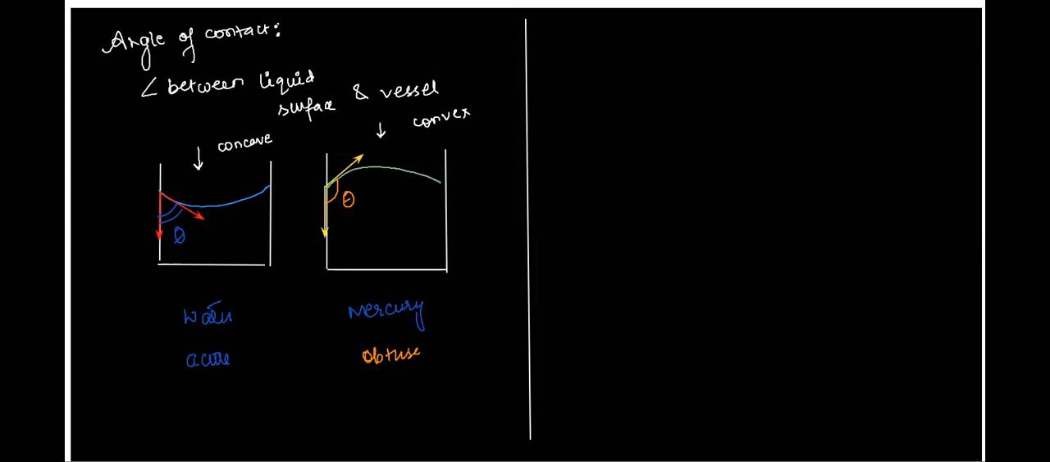So we have two types of angles, acute and obtuse. And we have also understood the shapes of the surfaces. These surfaces are sometimes also called meniscus. Each surface is called a meniscus. So this is called a convex meniscus, whereas this one is called a concave meniscus. So this is what the term is about. If the concept is clear, we'll take the next part, which is the concept of excess pressure.